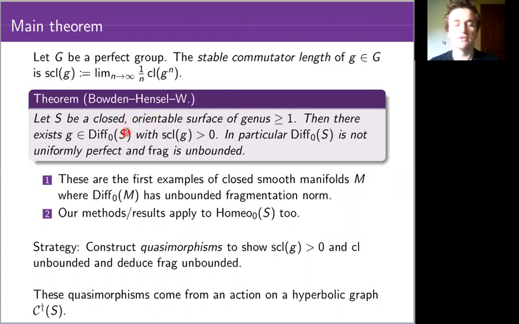So how do we prove this theorem? The main tool is quasimorphisms. So we need a quasimorphism to provide a positive SCL element. And then we get that the commutator length is unbounded, and so the fragmentation is unbounded. These quasimorphisms are going to come from an action of Diff_0 on the hyperbolic graph C dagger.